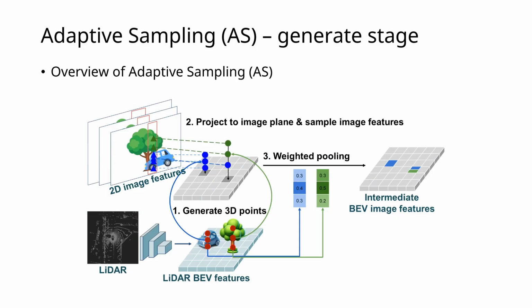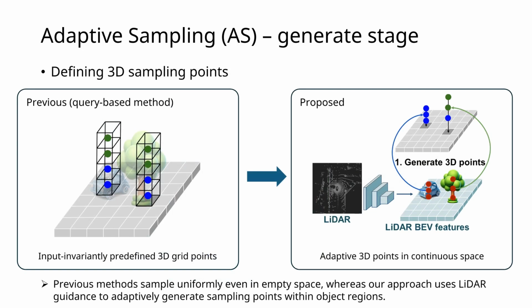However, the key difference is that LiDAR guidance is used to adaptively sample 2D image features, ensuring that only features truly associated with the actual 3D space are selected. In more detail, in conventional query-based methods, image projection relies on predefined 3D grid points that are independent of the actual input. In contrast, our method leverages the LiDAR feature map.